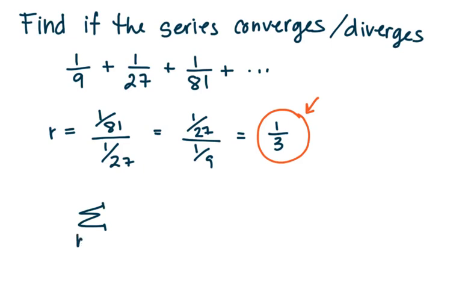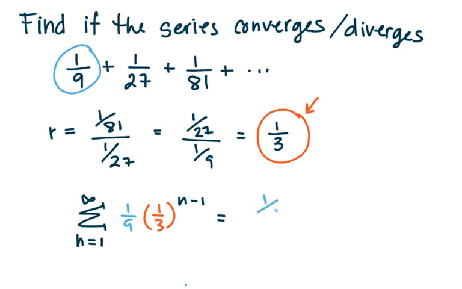So the sum of this geometric series, which could be written as n goes from 1 to infinity of my first term, 1 over 9, times my rate, 1/3 to the n minus 1, would equal that a value, 1/9, divided by 1 minus the rate or ratio, 1/3. And in this case, the series converges to 1/6.